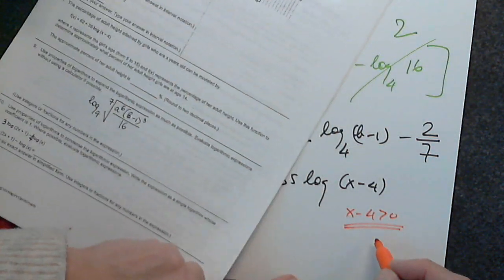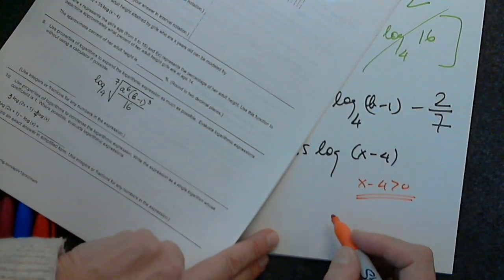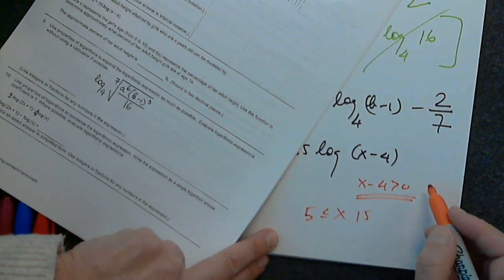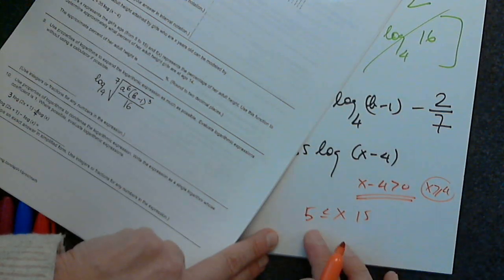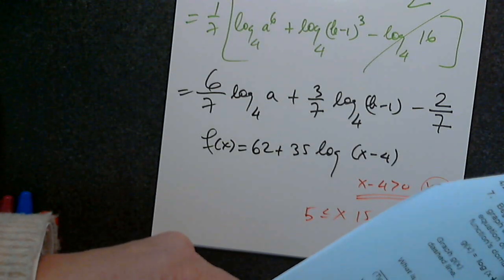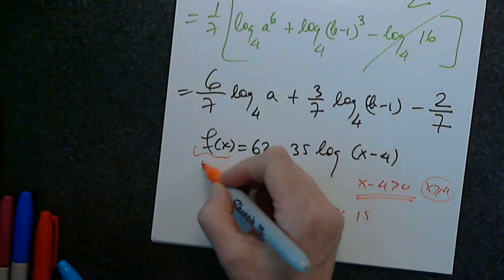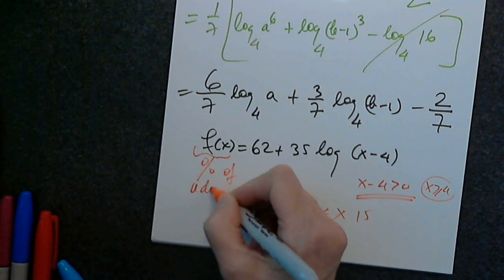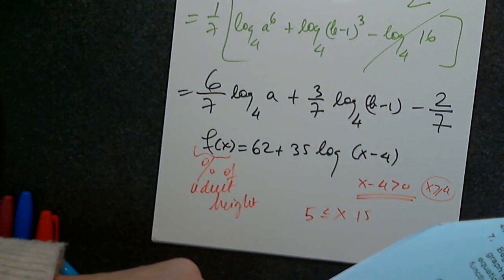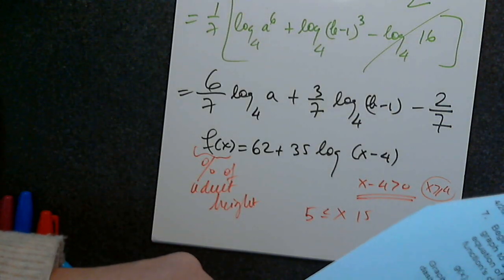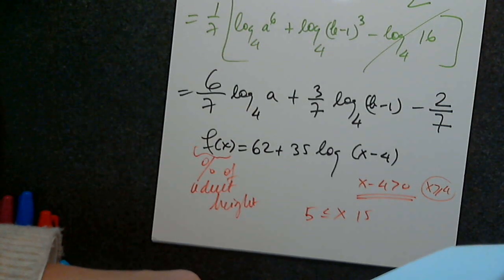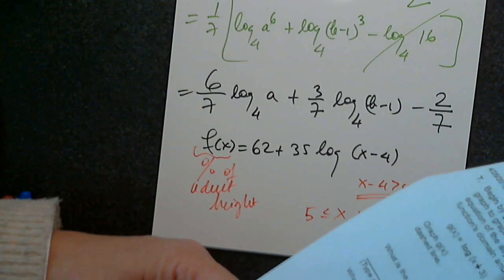Okay, so it's fine. They say x is between 5 and 15, because the domain is x greater than 4, which is fine. 5 to 15 is good. F of x represents the percentage of her adult height. Percent of adult height. Okay, use this function to determine approximately what percent of their adult height girls are at age 14.